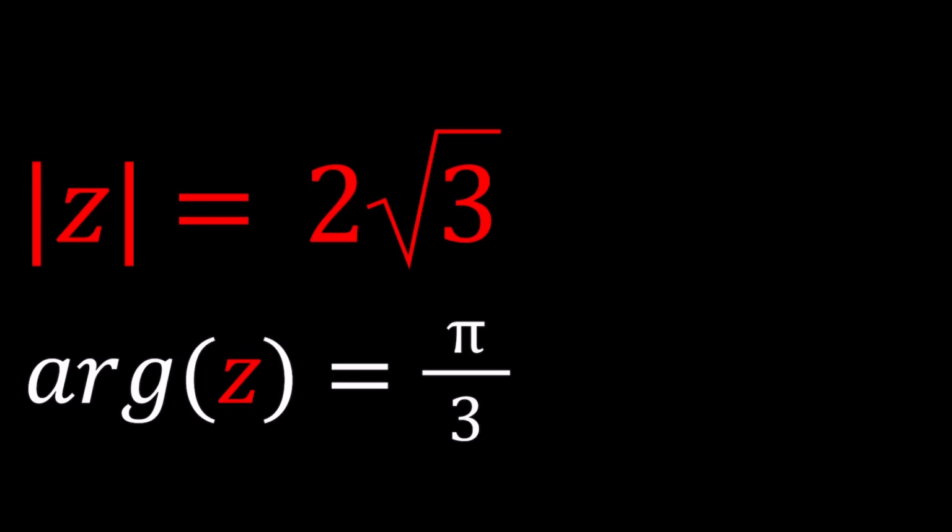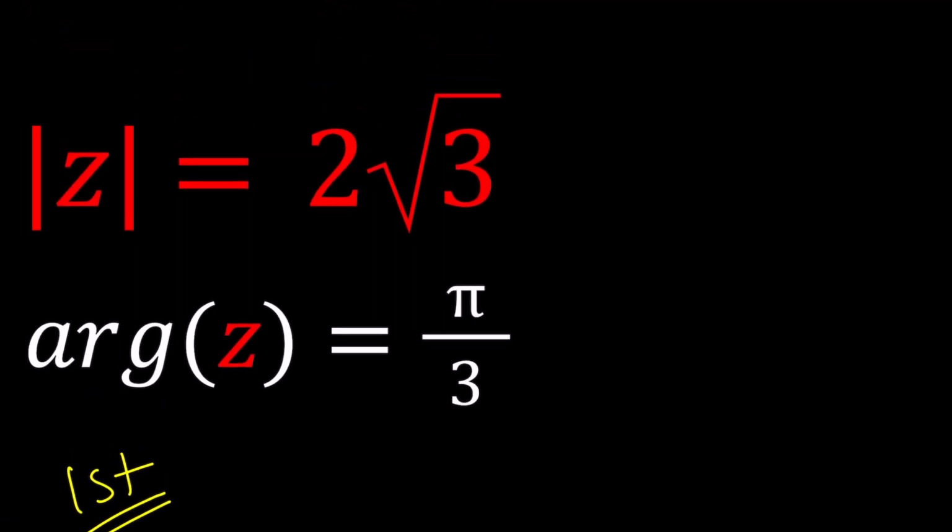This channel is all about complex numbers, and in this video we're going to be solving a system of equations. So the absolute value of z is equal to 2 times the square root of 3, and the argument of z is equal to pi over 3, which is also known as 60 degrees. So we're given two things about z, and we're going to be solving for z. And I'll be presenting more than one method, possibly 2 or 3 ways to approach this. But let's start with the first one.